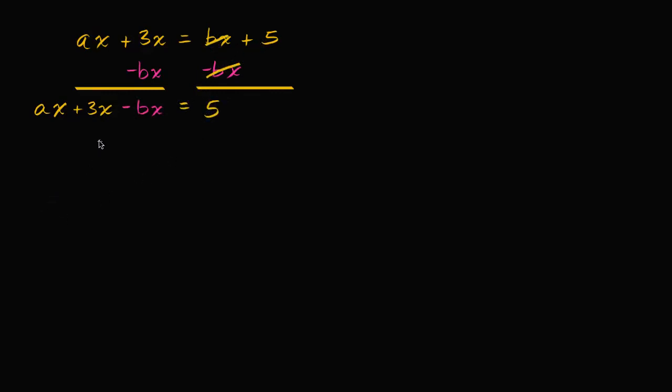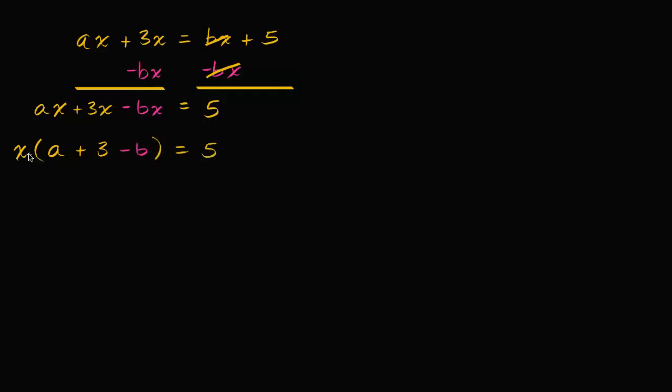And now what I can do is factor an x out of this left-hand side of this equation, out of all of the terms. So I can rewrite this as x times, well, ax divided by x is a, 3x divided by x is 3, and then negative bx divided by x is just going to be negative b. I could keep writing it in that pink color. And that's all going to be equal to 5.